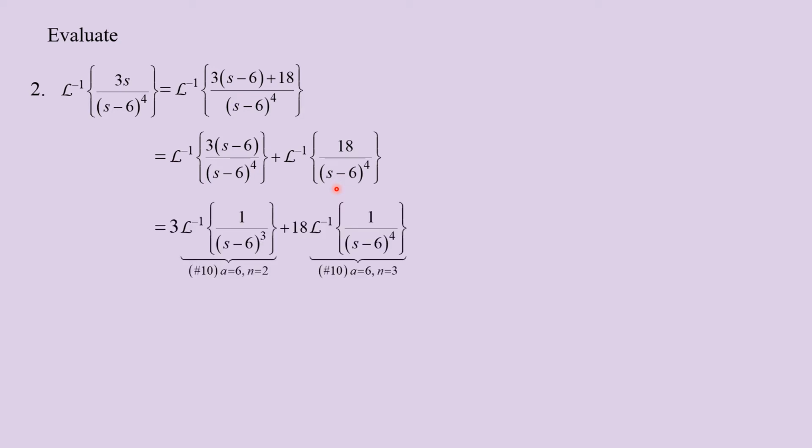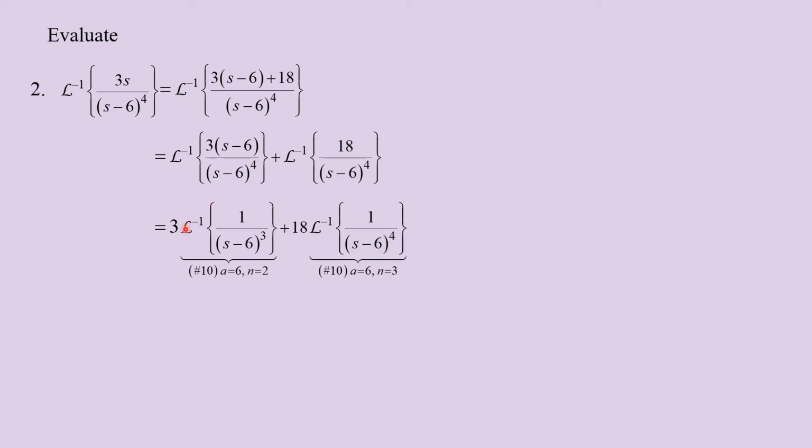For the first inverse, notice that we can factor the number 3, and (s minus 6) divided by (s minus 6) to the power 4 gives 1 divided by (s minus 6) to the power 3. For the second inverse problem, we can factor the number 18, leaving 1 inside, so 18 multiplied by the inverse Laplace transform of 1 over (s minus 6) to the power 4.